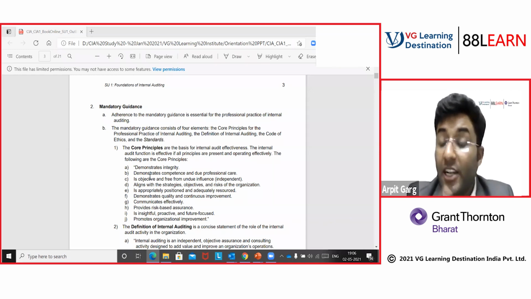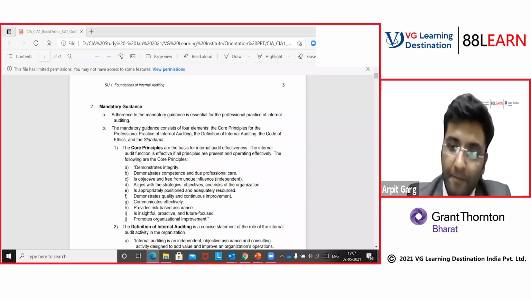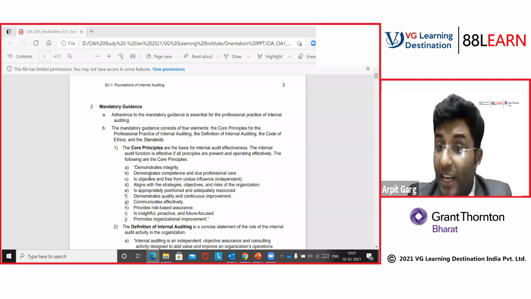Then we should demonstrate quality and continuous improvement. We should demonstrate quality in whatever we do and continuously improve. Like Vidya said, I want to continuously learn. So that's one scope of continuous improvement in what we are doing. Communicate effectively, be it oral or written.